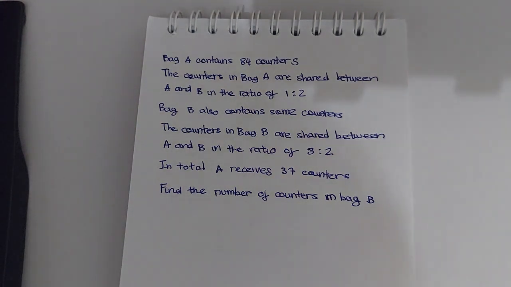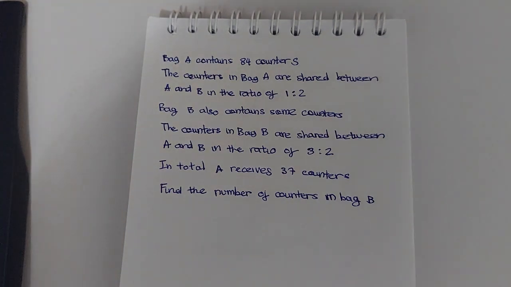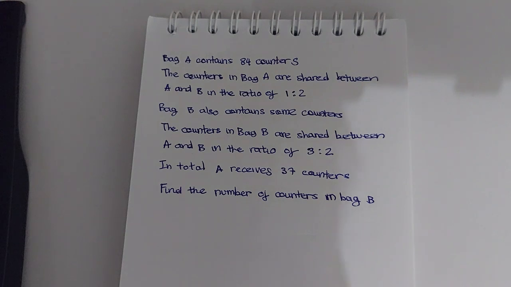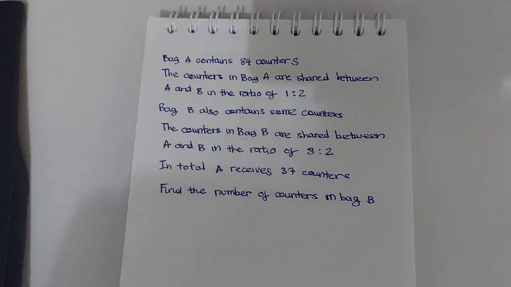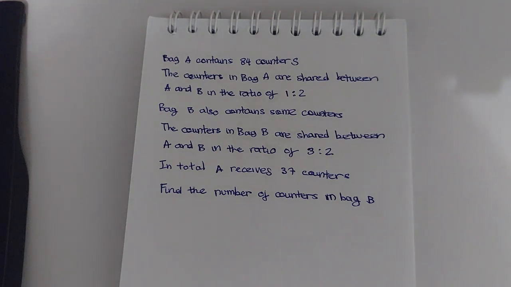Bag A contains 84 counters. The counters in bag A are shared between A and B in the ratio of 1 to 2. That's the fact. And then I have another bag, called bag B. It also contains some counters, but we don't know the number. And then the counters in bag B are shared between A and B, so A represents a person and B represents a person, in the ratio of 3 to 2. In total, A received 37 counters. Find the number of counters in bag B.